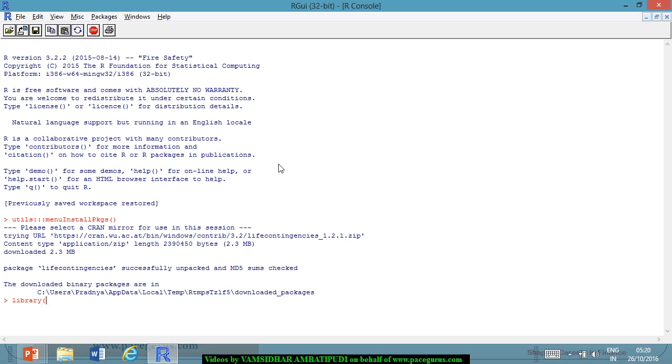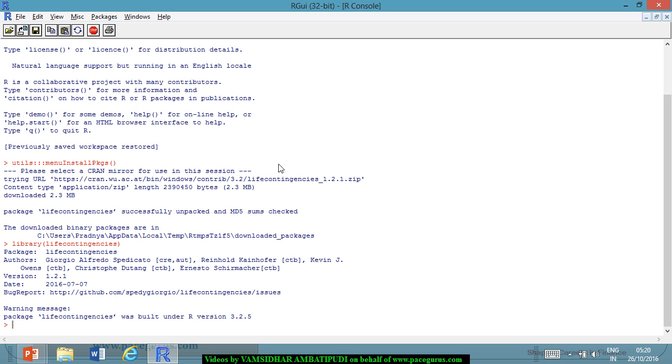Right? So library live contingencies. So we are loading this particular package. Done. Right? So now let's do the quick calculations using this package.